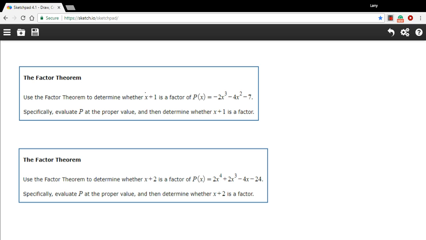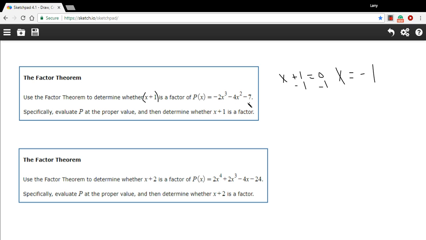Well, we're going to use a method that depends a lot on that same kind of process. We're going to take this possible factor. We don't know if this is a factor of this function or not. We're going to test it. We're going to set it equal to 0 and solve. So we'll find the possible 0 of this function. In this case, we just subtract 1 from each side, so we get x equals -1.